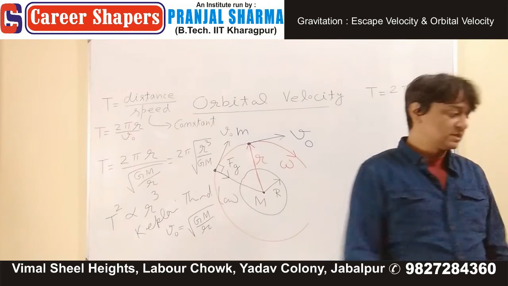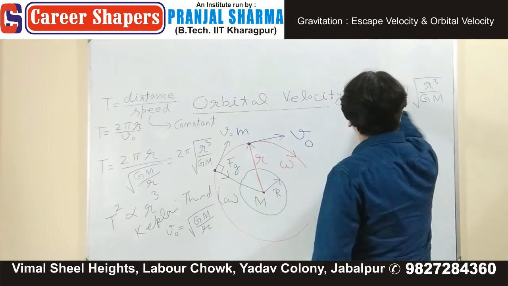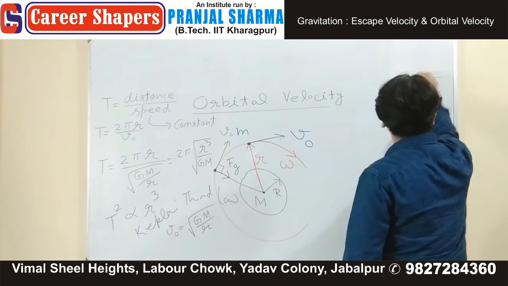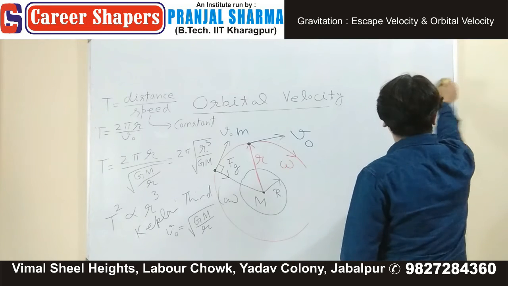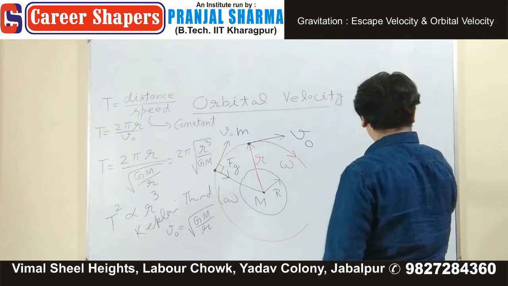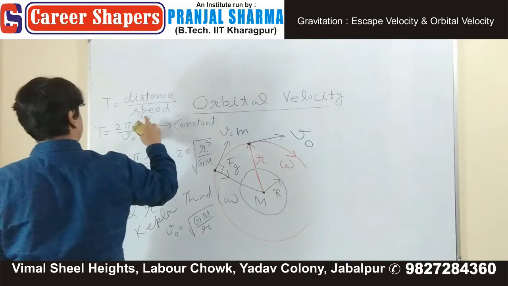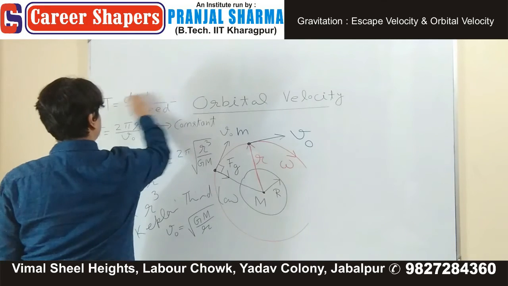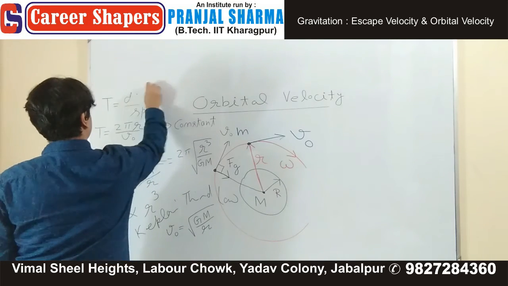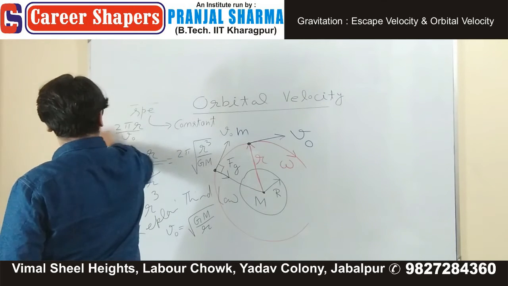So write down this as a statement again. Orbital speed is independent of the mass of satellite.